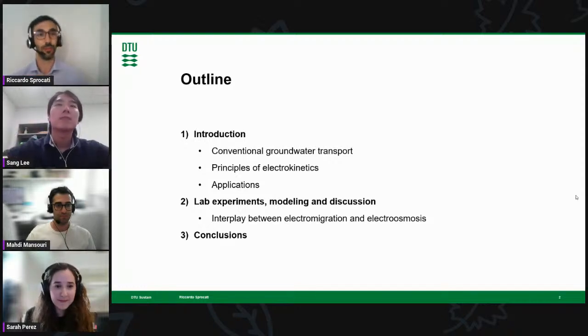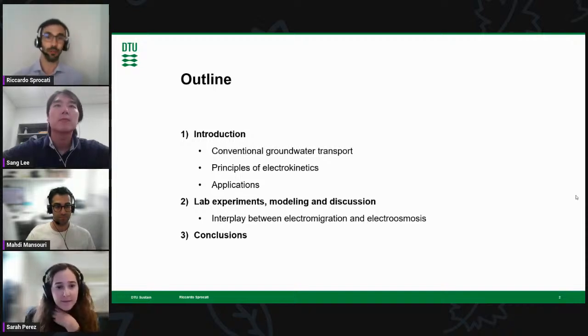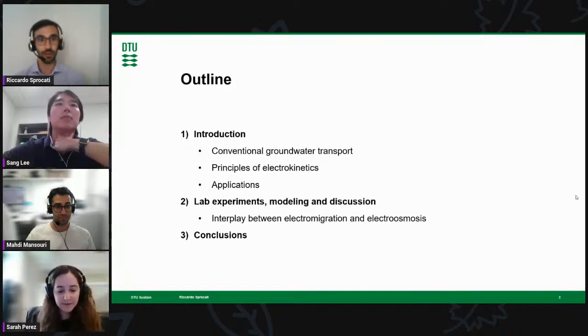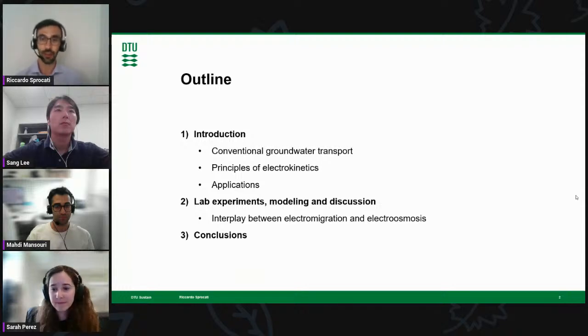So I divided it in two parts. In the first part I would like to give a very brief overview of conventional groundwater transport and the issues faced in remediation. And then I will move on to talk about the principles of electrokinetics, what it is, a couple of equations, and especially what the main applications are. And in the second part, I would like to show you the results of some laboratory experiments that we did at DTU, and also some model-based interpretations. This will especially focus on the role and interplay of electromigration and electroosmosis in heterogeneous porous media.